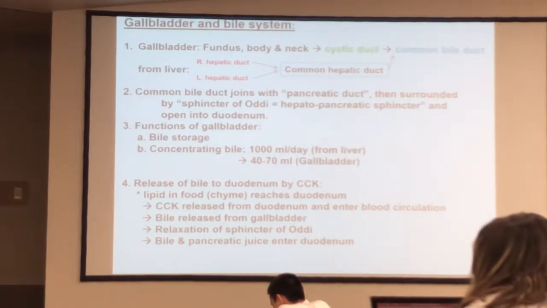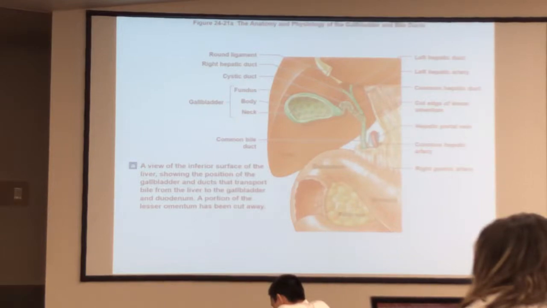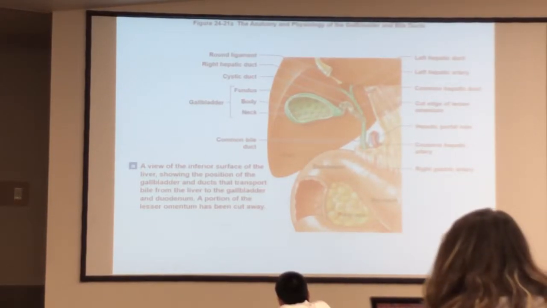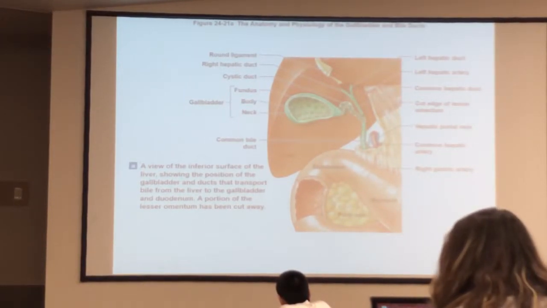Now, the gallbladder and the bile system is very important. Let me show this one first. On the ventral side of the liver, you see the gallbladder. We also divide it into three parts: the fundus, a little bit curved, on the top, the body, and the neck. And it connects to a very curved duct here, which we call the cystic duct.